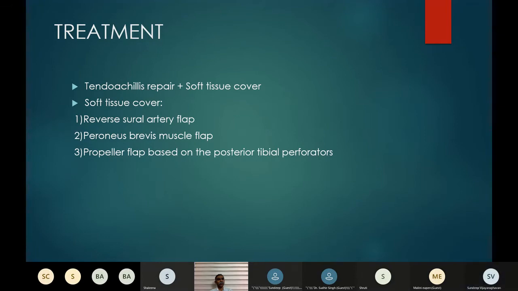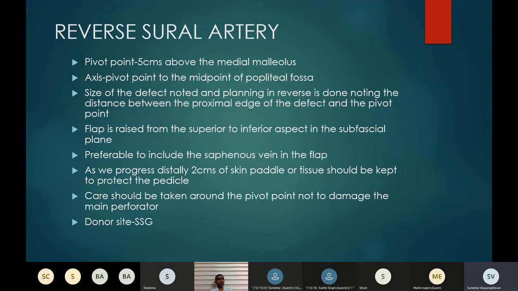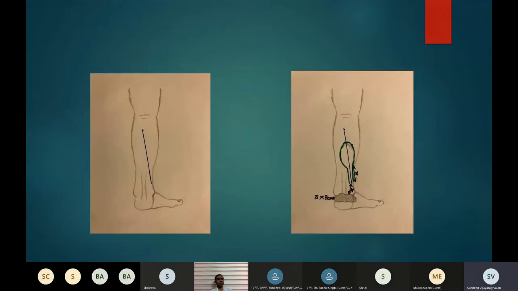So my first option would be a reverse sural artery flap. Basically, the most reliable perforator in this case would be approximately 5 centimeters proximal to the medial malleolus. So the axis of the flap would be from this point to the midpoint of the popliteal fossa, that is the inferior angle of the popliteal fossa.